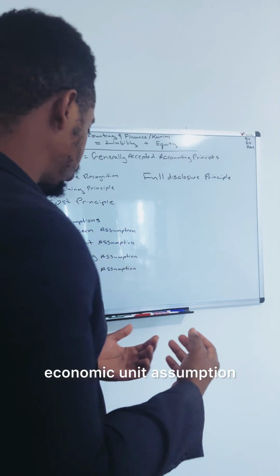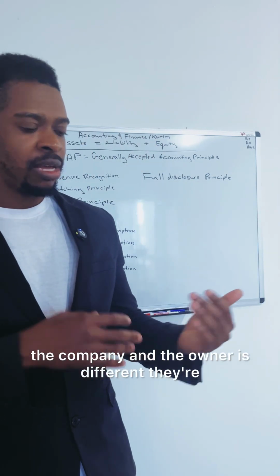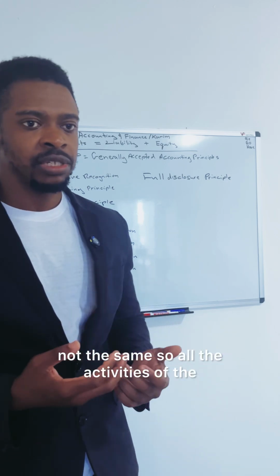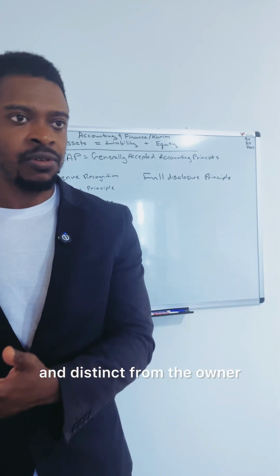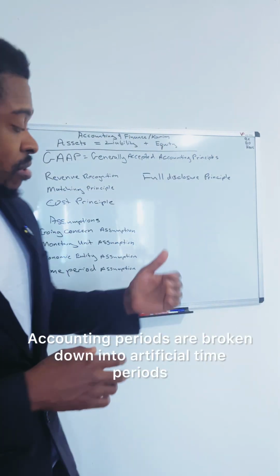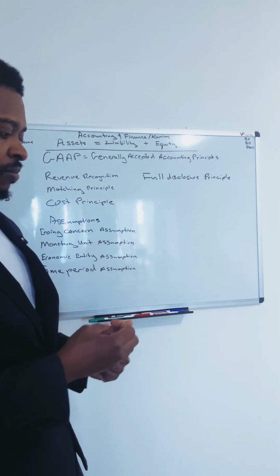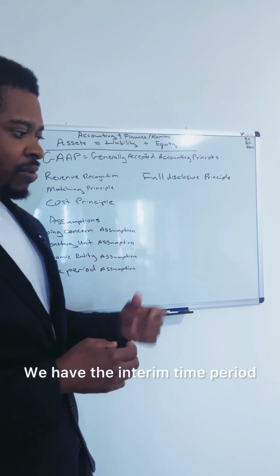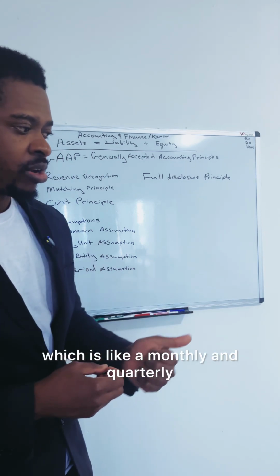The economic entity assumption says the company and the owner are different. They're not the same. So all the activities of the company should be kept separate and distinct from the owner. Then we have the time period assumption, which means that accounting periods are broken down into artificial time periods. So we have the annual time period, which is called a fiscal year. We have the interim time periods, which are monthly and quarterly, right?